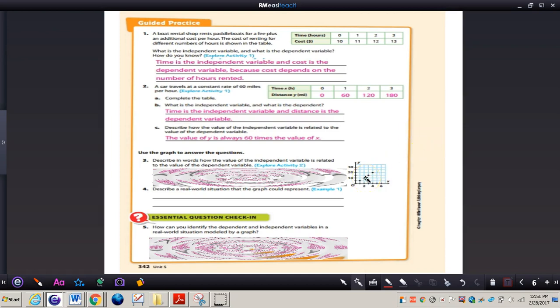It says the essential question check-in: how can you identify dependent and independent variables in a real-world situation modeled by a graph? So sample answer: the dependent variable is the quantity that depends on the other variable. Also on a graph, the independent variable is usually shown on the horizontal axis, and the dependent variable is on the vertical axis. So this concludes the video on independent and dependent variables in tables and graphs.